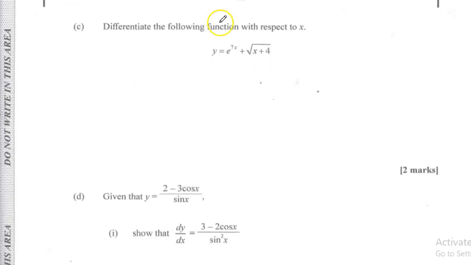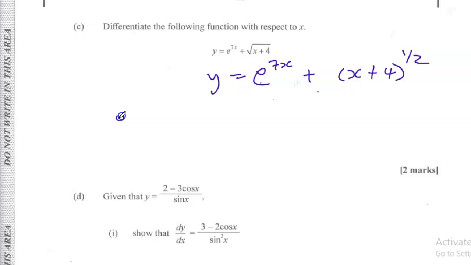Differentiate the function with respect to x. Let me just rewrite y: e to the 7x plus x plus 4 root, which is the same as x plus 4 to the half. So dy by dx, differentiating the exponential function, we differentiate the power, differentiate 7x, we get 7, and then we just put back the exponential function there.